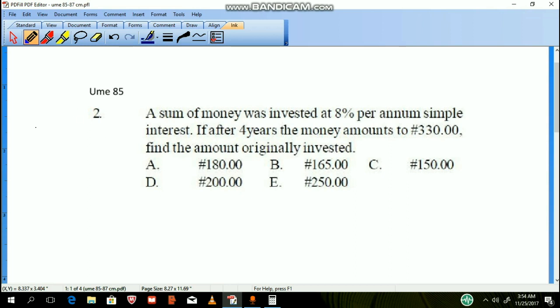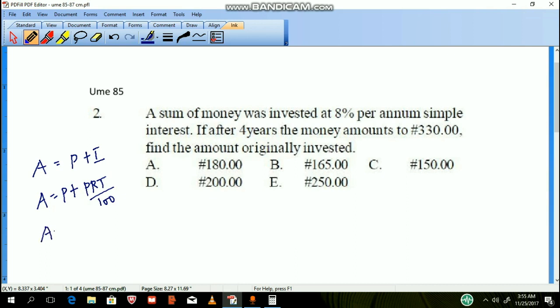Now, to go about this question, first thing first, we need to know that amount is your principal plus your interest. Since we are looking for the amount originally invested, the amount originally invested is the principal. So we need to get P. If A equals P plus interest, and recall that interest is PRT over 100, then from here we can make P the subject of the formula.